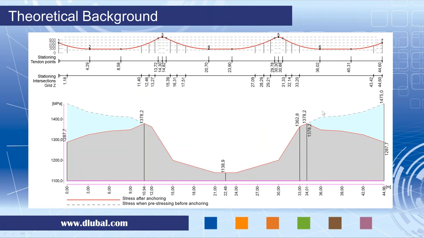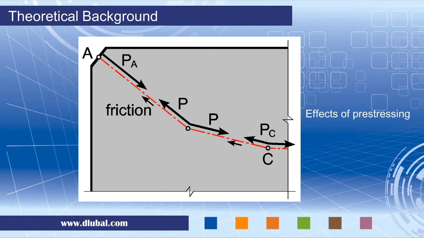After we showed all these examples, I would like again to indicate some topics which I would like to address during the seminars. It is a kind of theoretical background. Definitely we will be speaking about the losses. This is a picture of the longitudinal profile of the tendon and frictional and anchorage set losses.